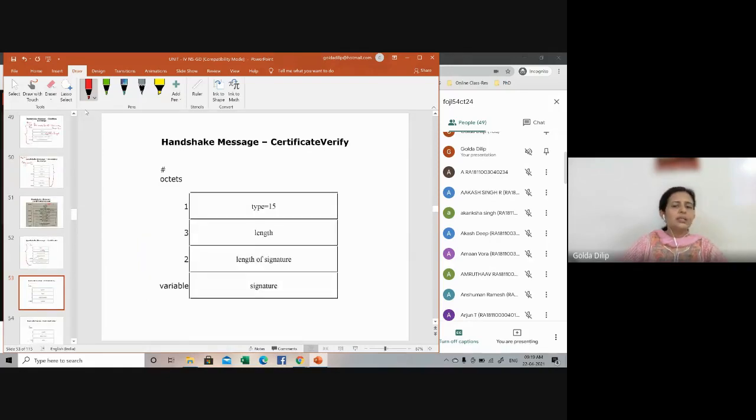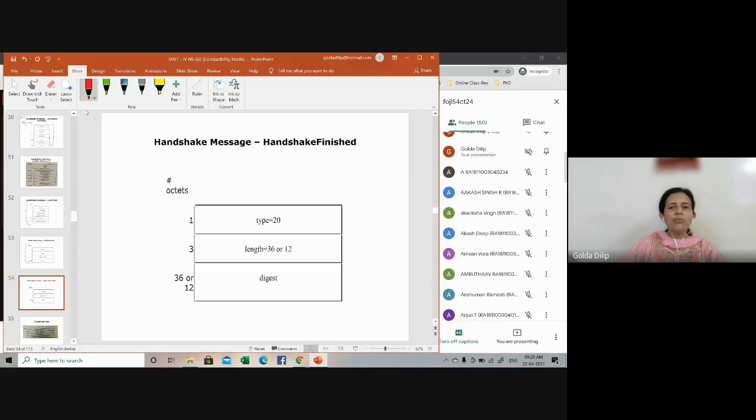Next is certificate verify. This is actually sent by the client to prove that it knows the private key. For that purpose, you send the verify message from the client side to the server side. It's telling the server, I know the private key. That's the significance of the handshake message certificate verify.